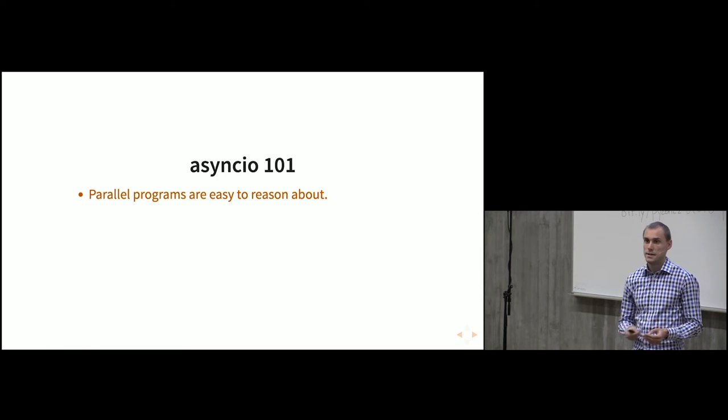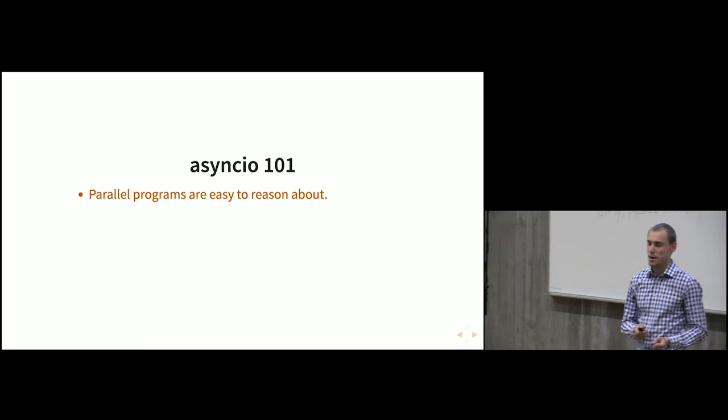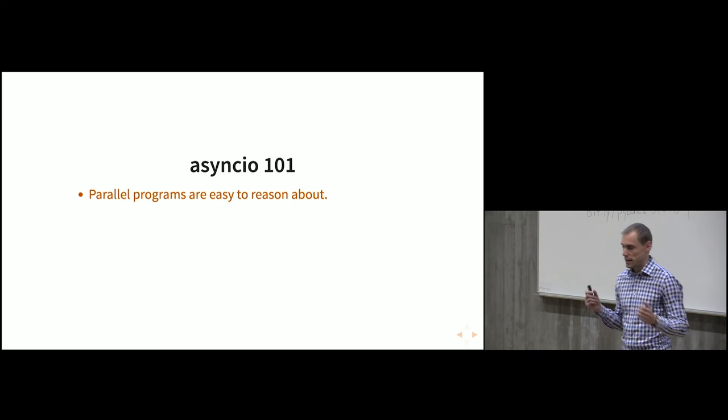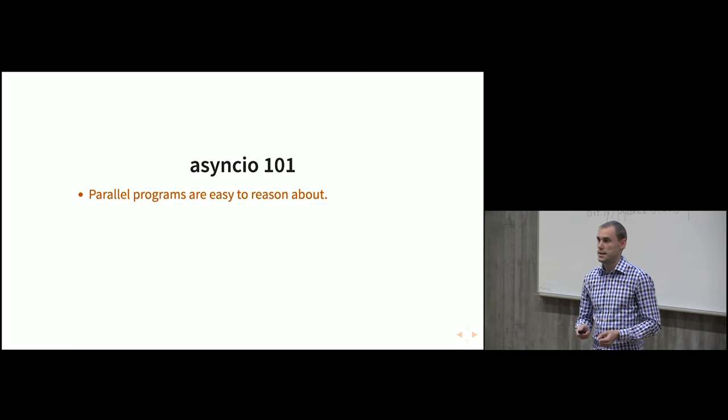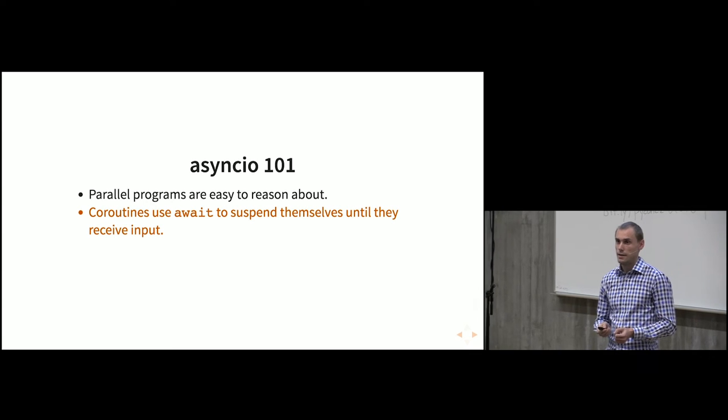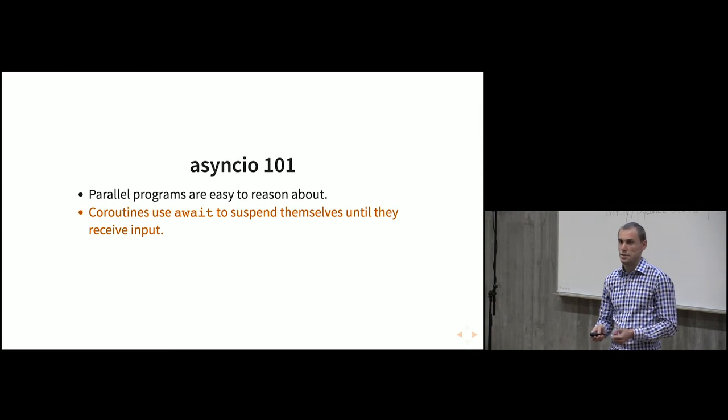All that coroutine stuff makes it really easy to reason about parallel programs. So even though we have dozens of components running in the same process, we can always just focus on the one that we're coding or testing. Coroutines use that await syntax to suspend themselves when they are waiting for input. And that gives a chance to the event loop to schedule other coroutines. So it's very, very simple. At the place where you know you're waiting for data from a socket or a queue, you just say, I'm going to sleep, wake me up when there's something to do.